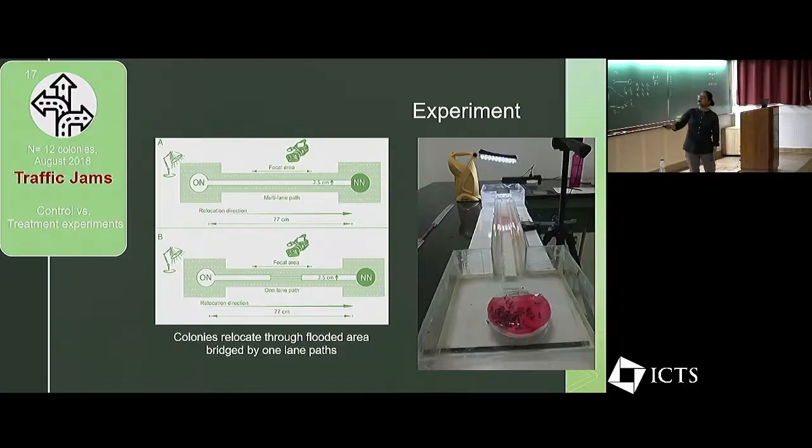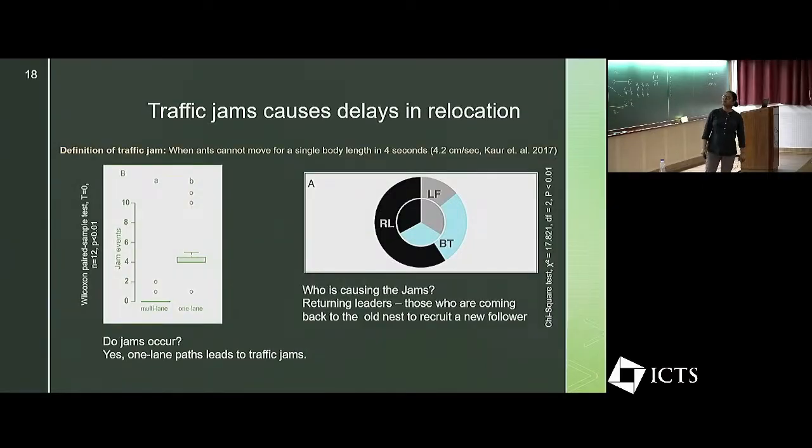This is roughly how our setup looks like. We will have a camera in this area to record what is happening. So in this manner, we found out that actually ants do get stuck in traffic jams. If there is just one lane, then the number of traffic jams is significantly higher than when there are multiple lanes. All right, and who is causing these traffic jams? It is the returning leaders. Leaders who are coming back from the new nest to make new recruits are the ones who are causing the traffic jam as compared to the other possible candidates.